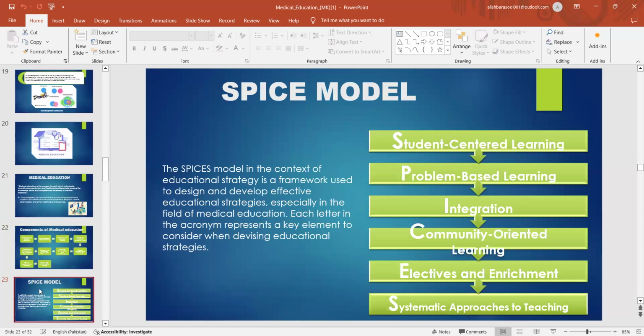The SPICE model, in the context of educational strategy, is a framework used to design and develop effective educational strategies, especially in the field of medical education. Each letter in the acronym represents a key element to consider when devising educational strategies. S is for student-centered learning. P is for problem-based learning. I is for integration. C is for community-oriented learning. E is for electives and enrichment. And S is for systematic approaches to teaching.